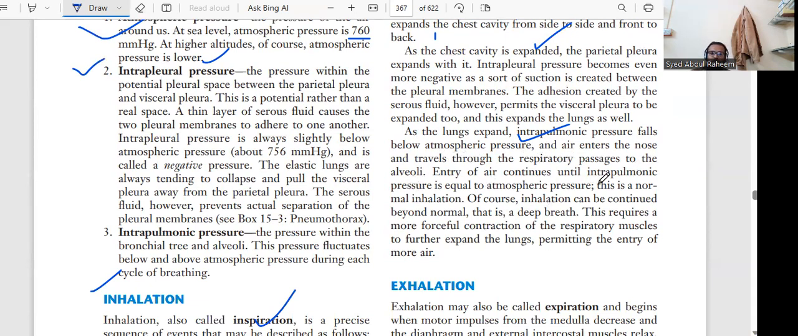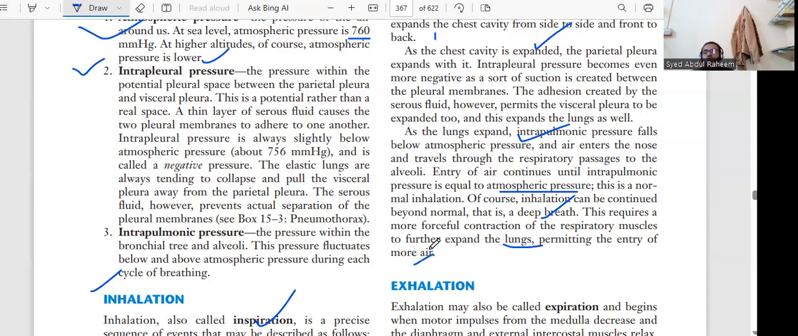Entry of air continues until intrapulmonary pressure is equal to atmospheric pressure. This is normal entry. Of course, inhalation can be continued beyond normal, that is a deep breath. This requires more forceful contraction of the respiratory muscles to further expand the lungs, permitting the entry of more air.